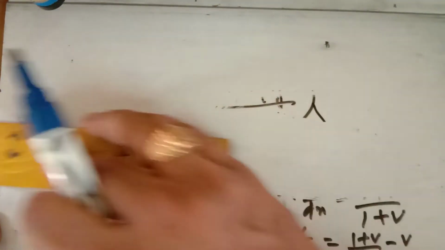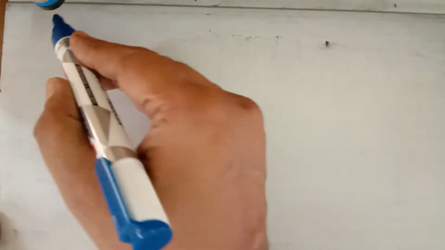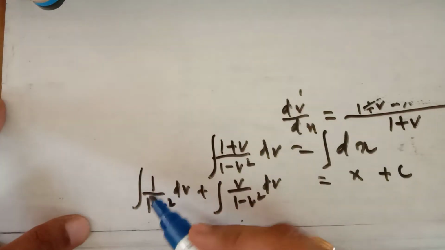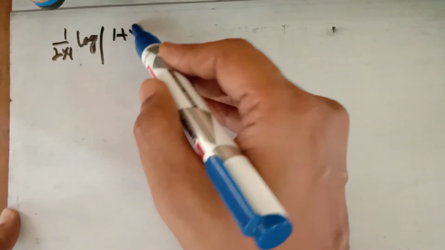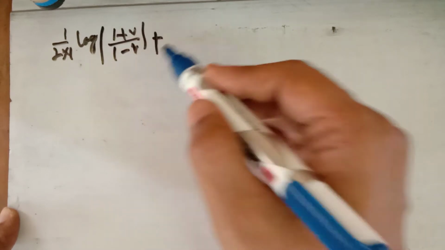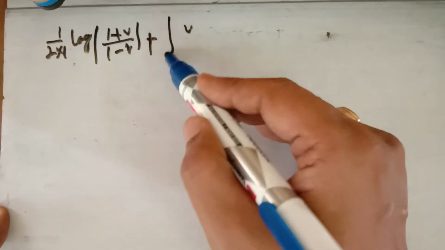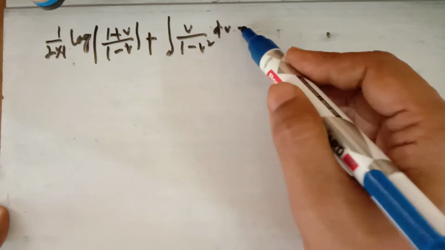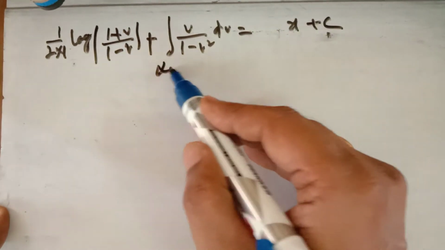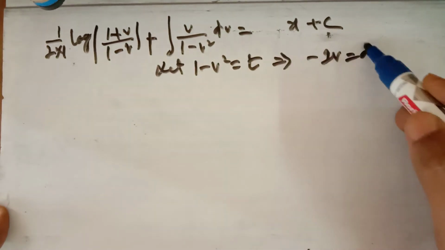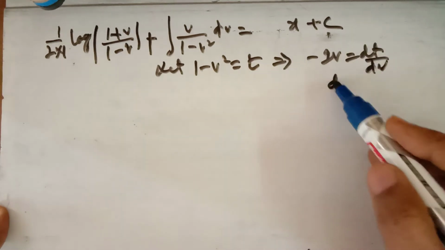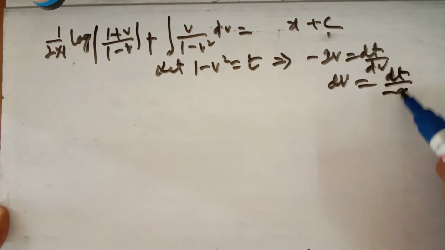So integrating it, what am I getting? We have the integral of 1 upon a square minus x square, which is 1 upon 2a, a is 1, log of (a plus x) upon (a minus x), and here we have the integral of v upon 1 minus v square with respect to v. Here you can let 1 minus v square is equal to t, so it will be minus 2v is equal to dt upon dv. You can replace the value of dv as dt upon minus 2v.